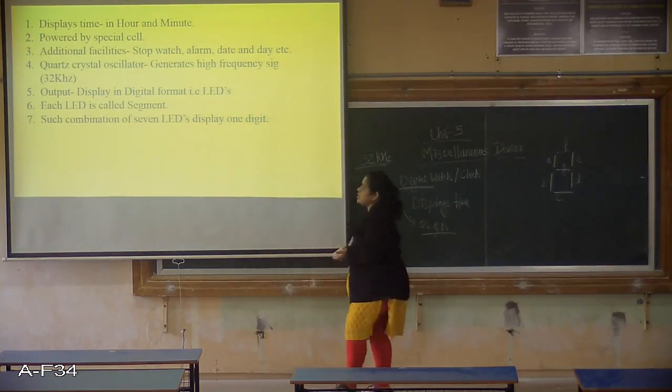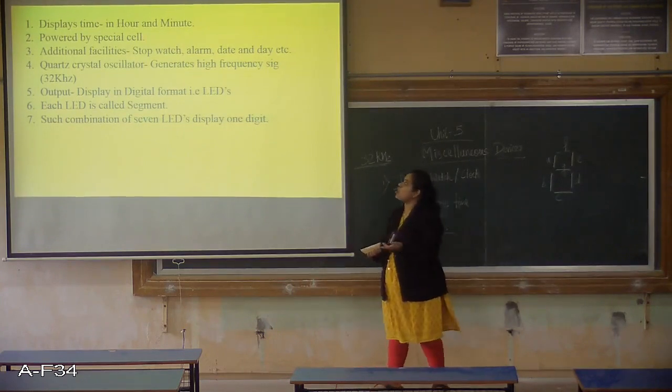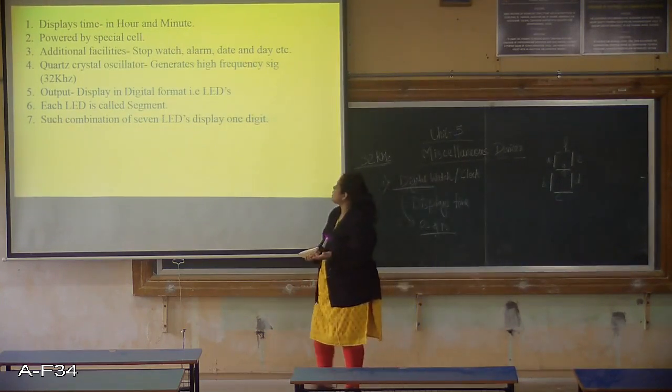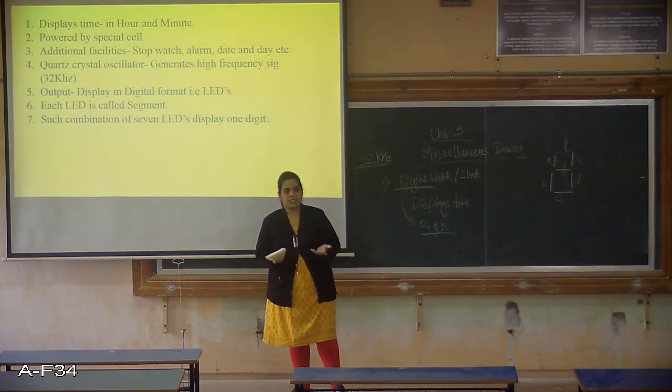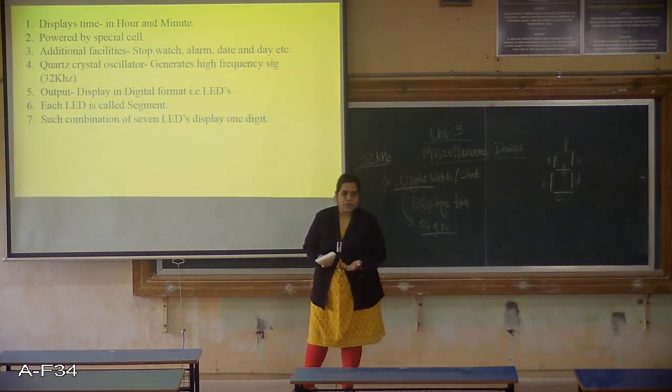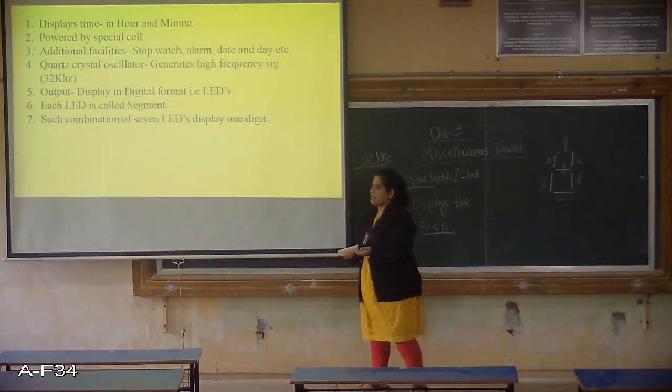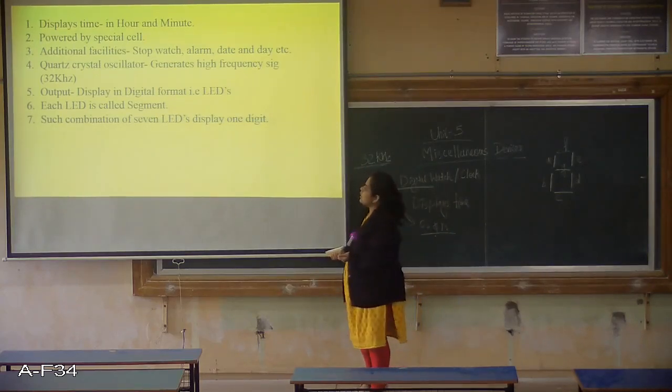Then there are additional facilities of stopwatch, alarm, and it displays the date and day. The Fitbit watches give you the steps, how much you have covered, and the calories, how much you have burnt. Such facilities are available nowadays with the latest electronic gadgets, say digital watch and clock.